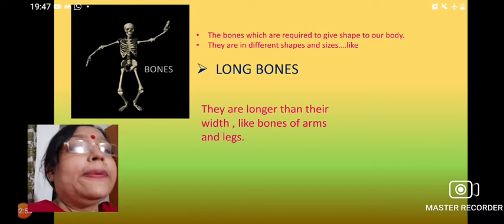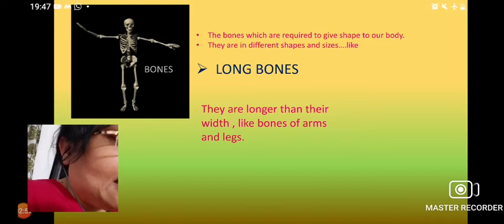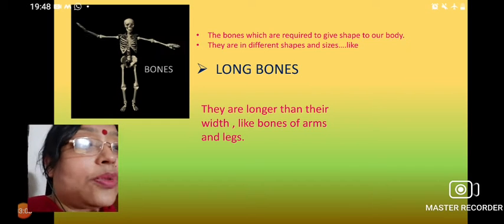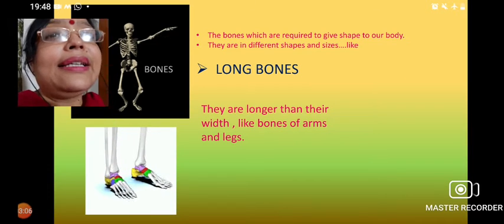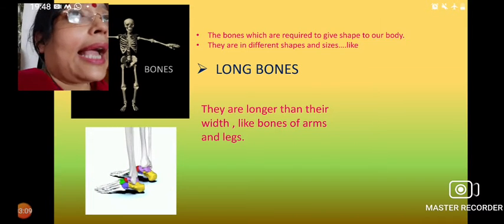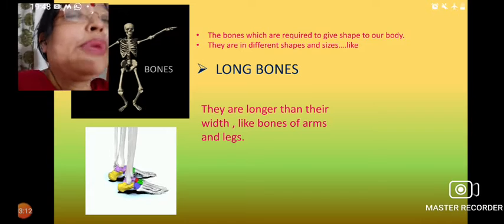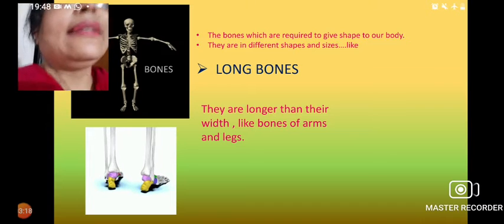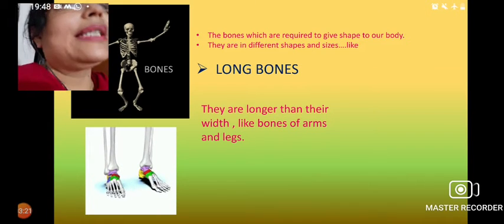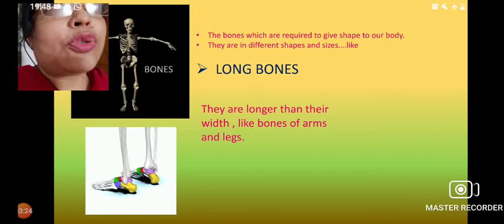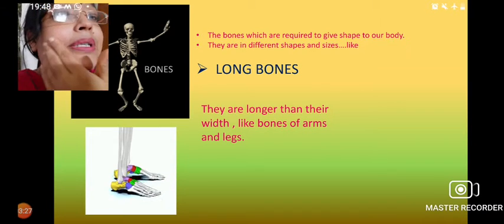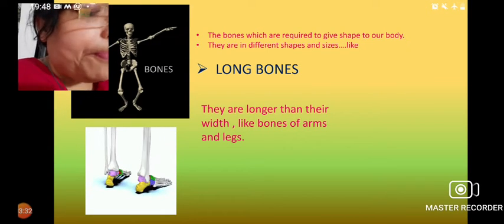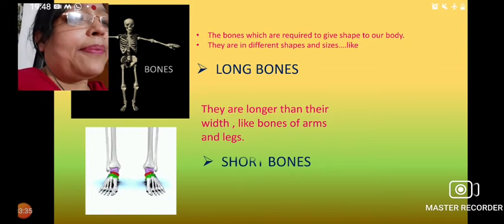So what is a long bone? Long bones are longer than their width, like the bones of the arms and legs. Here in the skeleton structure you can see the arms and the legs are basically longer, and something which has increased length has a width much smaller than the length. That is the case with the long bones. So generally the bones of the arms and the legs have this type of function.